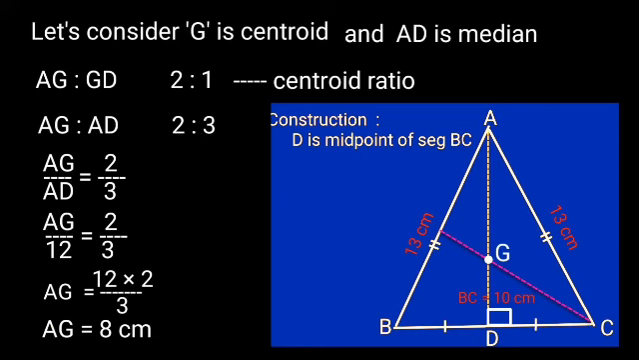Thus, we find the distance from the vertex A opposite the base to the centroid, that is AG, is equal to 8 centimeter.